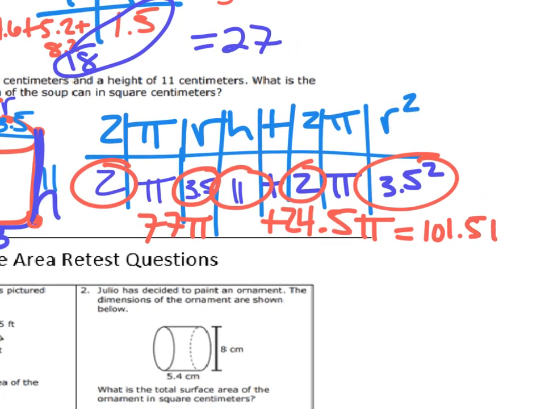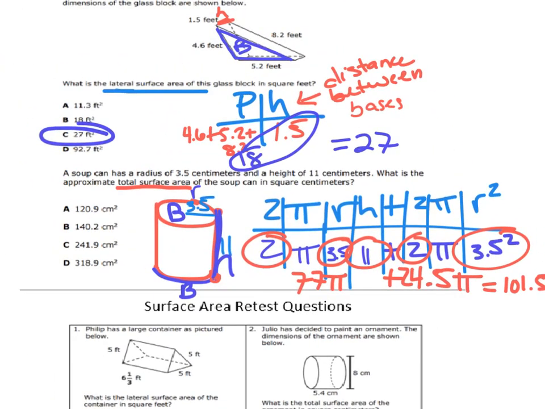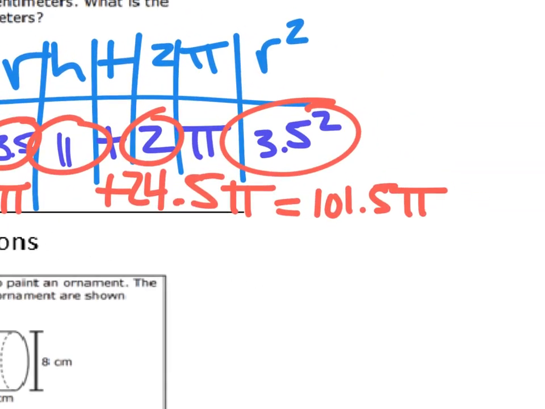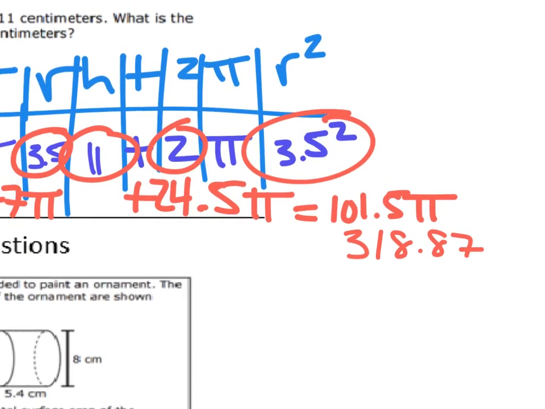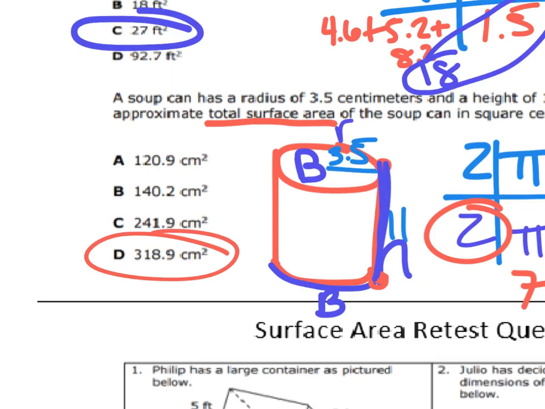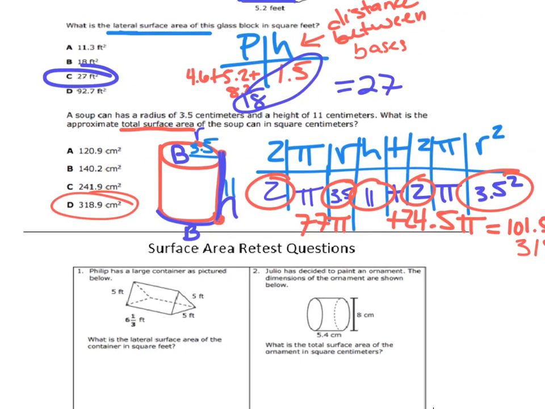77 pi plus 24.5 pi is 101.5 pi. So looking at my answer choices, they're not in terms of pi, so that means I actually multiply it out. So we're going to do 101.5 times my actual pi button on my calculator next to the h, and I end up with 318.87, which rounds up to 318.9. So my answer choice is D.